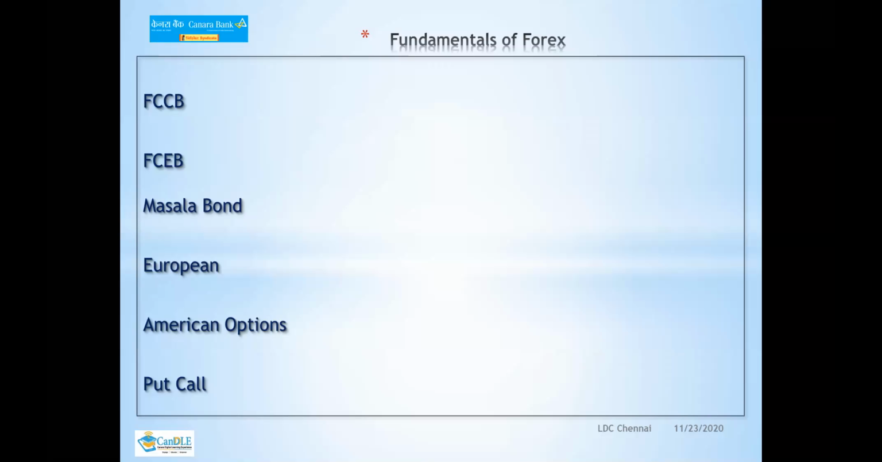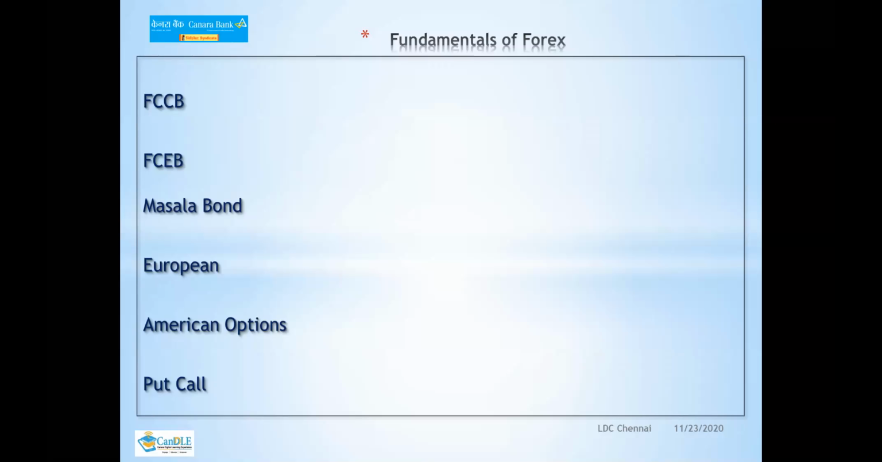Masala bonds are always rupee bonds. FCCB, FCEB and masala bond: these three are the popular types of bond ECBs, getting a loan from abroad. Out of these, the first two are in foreign currency. Their exchange rate risk has to be borne by the Indian borrower, because I may gain or lose.